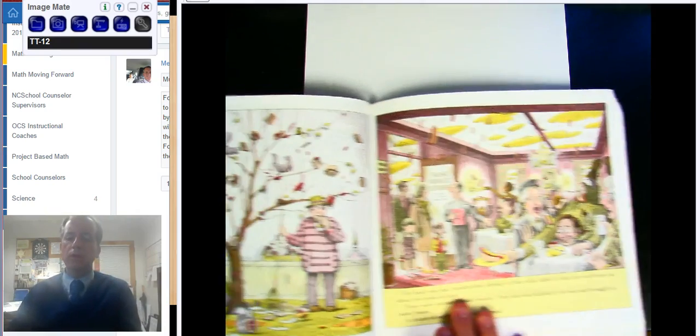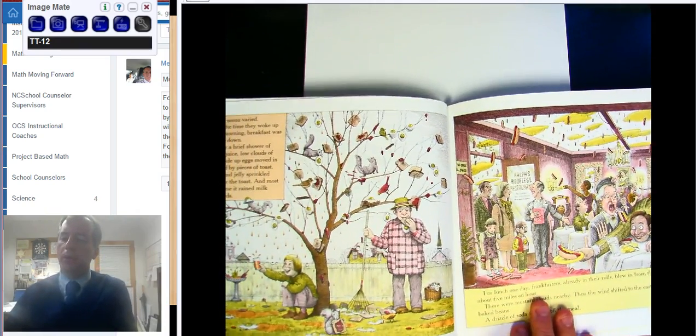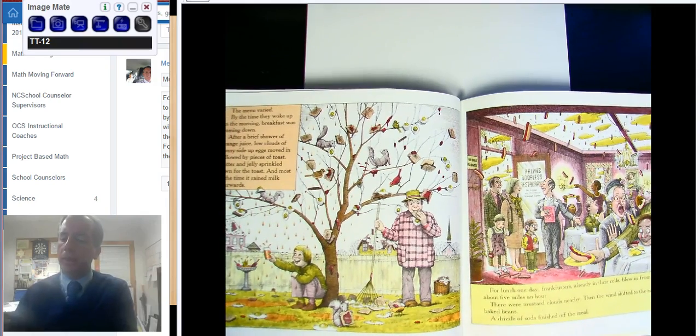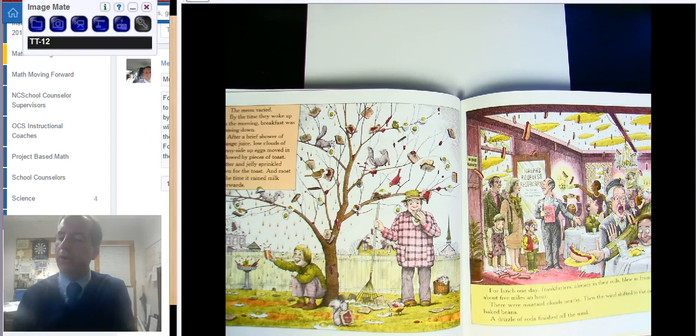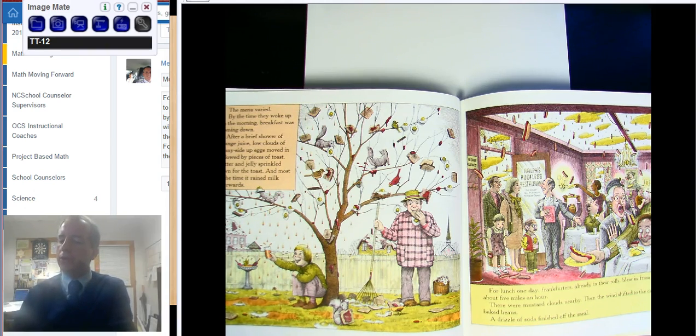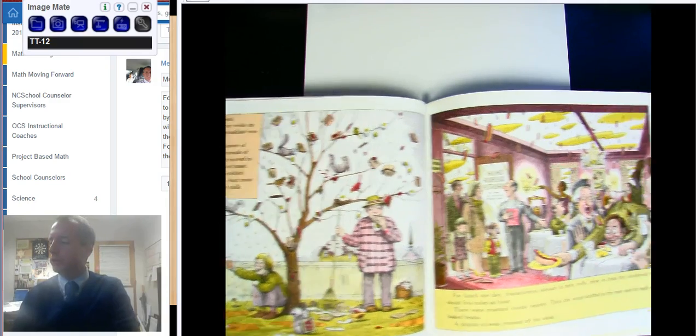The menu varied. By the time they woke up in the morning, the breakfast was coming down. After a brief shower of orange juice, low clouds, sunny side up eggs moved in, followed by pieces of toast. Butter and jelly sprinkled down for the toast, and most of the time it rained milk afterwards.